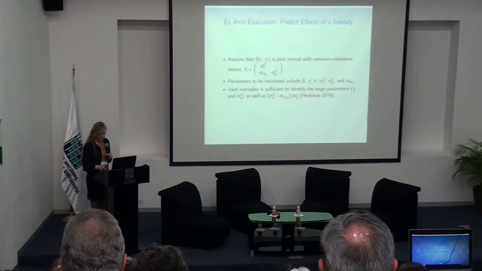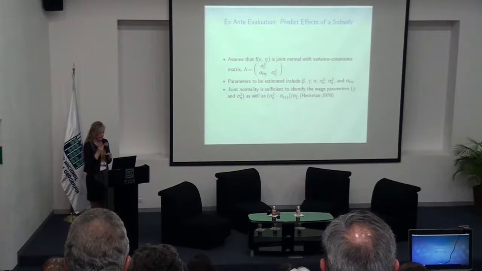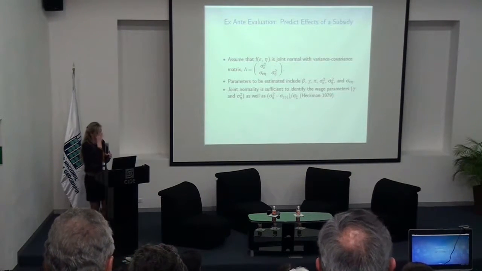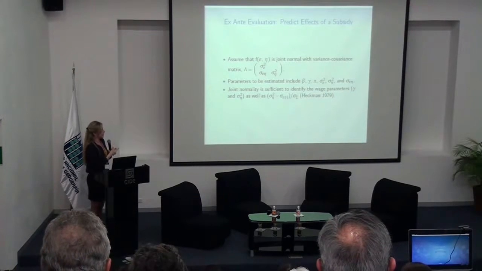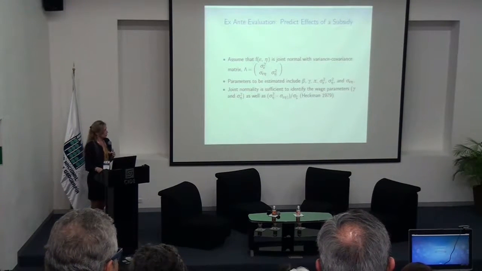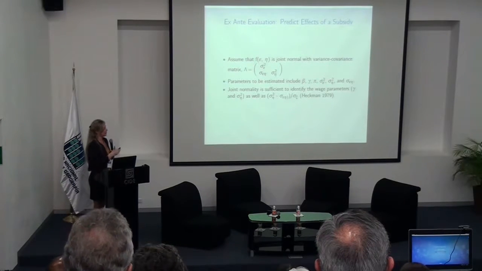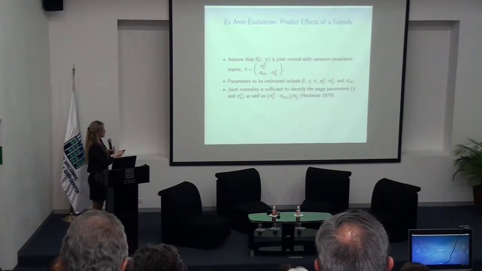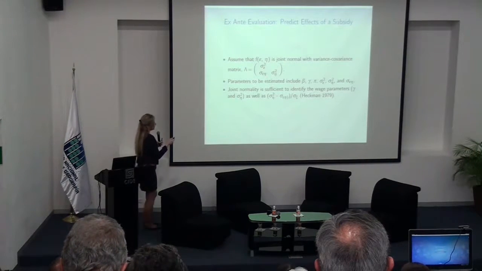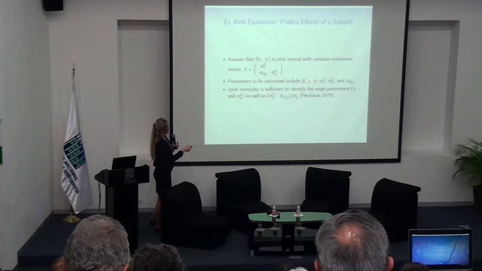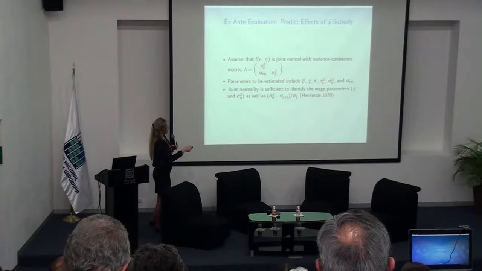Since we have two unobserved elements, which are the preference shock and the wage shock, we would also be estimating the variance-covariance matrix associated with those shocks. So these are all the parameters we're estimating: the beta, the gamma, chi, all these things.